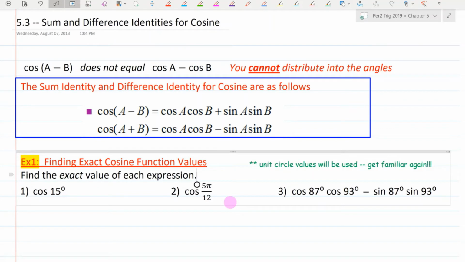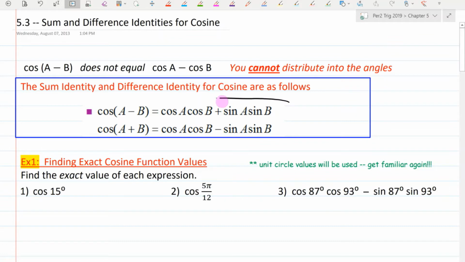Good afternoon, this is Miss Parks, and now we're going to be talking about the sum and difference identities for cosine. So there are two of them here. Okay, and we are going to be using these to find these values.